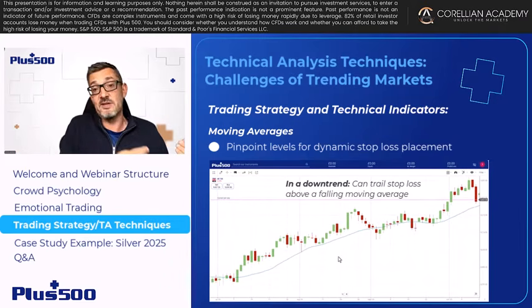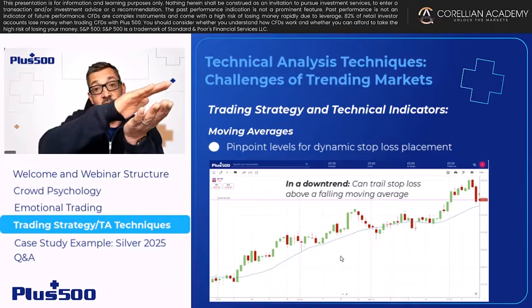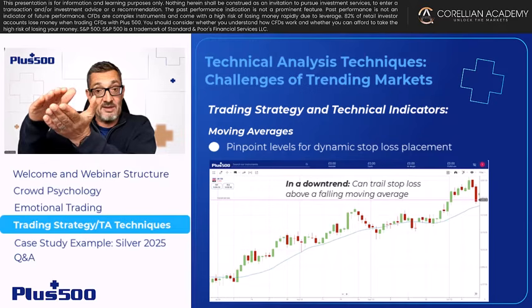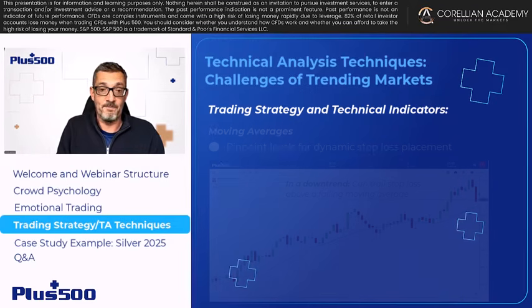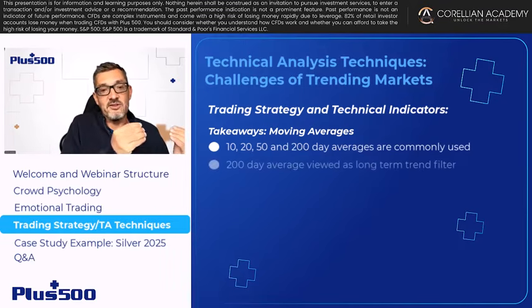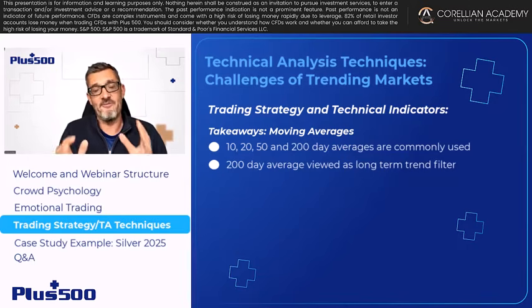Obviously, the opposite is true for price moves within a downtrend, where using a stop loss above a falling moving average can help you to maximize that profit potential. Now, a 10, a 20, a 50, and a 200 period moving average are commonly used benchmarks, with the 200 period moving average often viewed as a long-term trend filter. However, you can experiment with different periods and find out what works well for you.